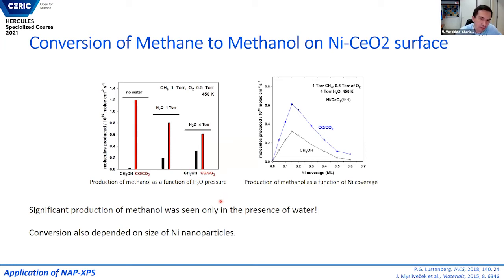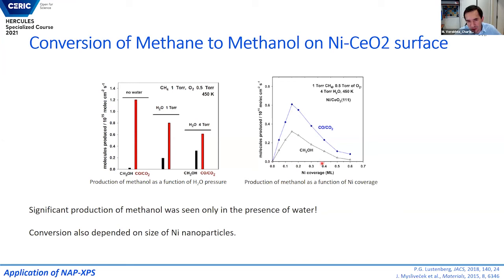In this case, we prepared several different samples. It was cerium oxide layers with different coverages of nickel on the surface. It was found that there is also some optimal size of nickel particles on the surface, when you have a coverage close to 0.15 monolayers.